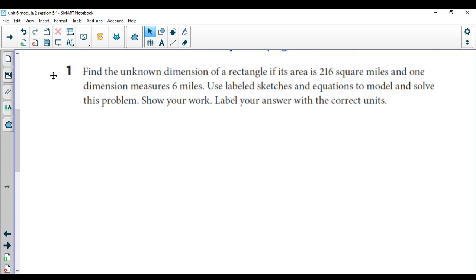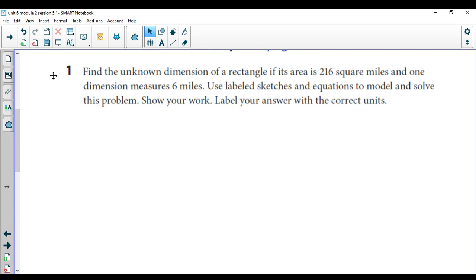So I'll read it, then pause. And when you're ready and you've solved it, unpause and watch me solve it. So number 1 says, find the unknown dimension of a rectangle if its area is 216 square miles and one dimension measures 6 miles. Use labeled sketches and equations to model and solve this problem. Show your work. Label your answer with the correct units.